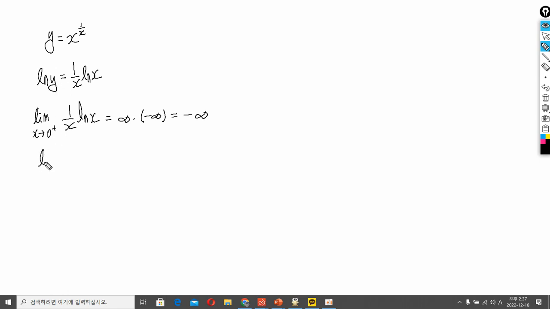So that means if the natural log of y goes to negative infinity, that means y goes to 0. So we can say that when x goes to 0 from the right side, because y goes to 0, for x to the power of 1 over x, the limit value is 0.